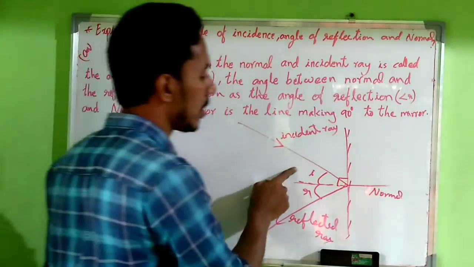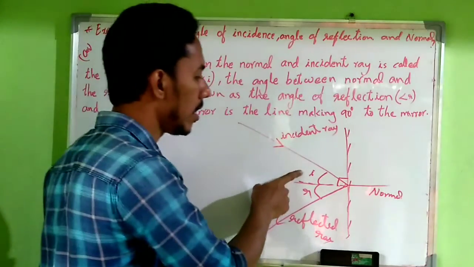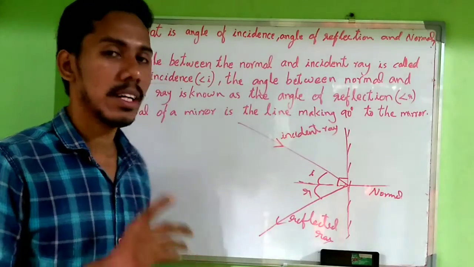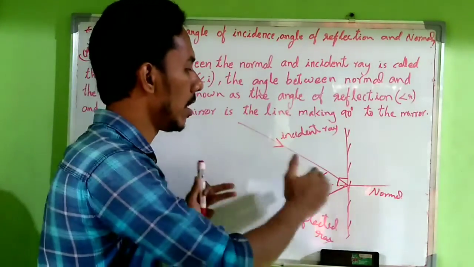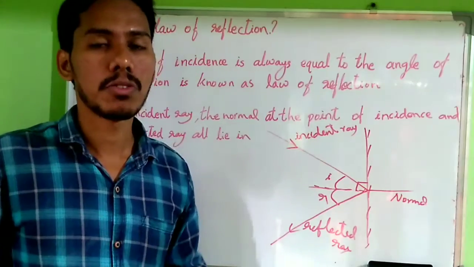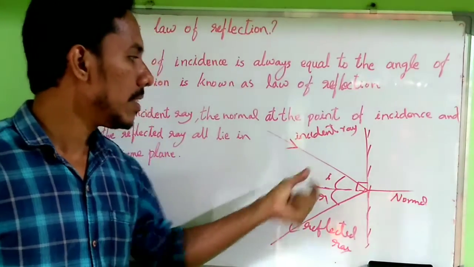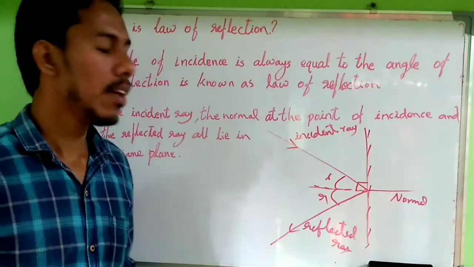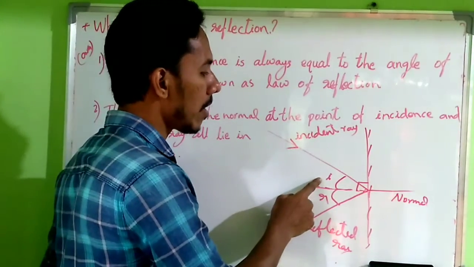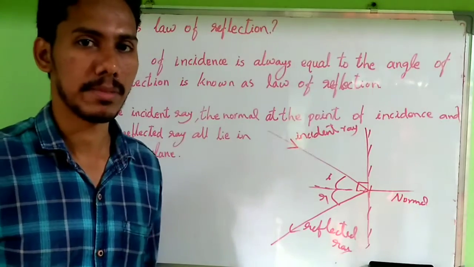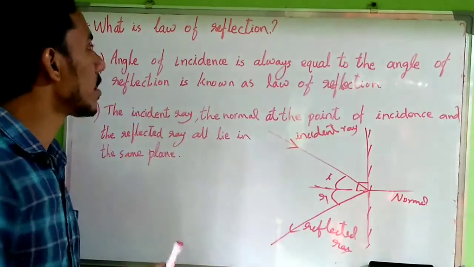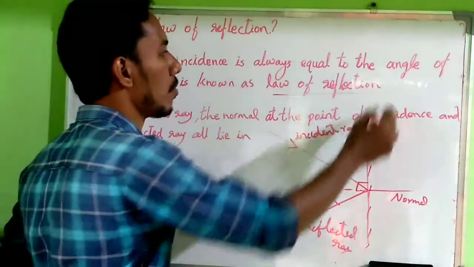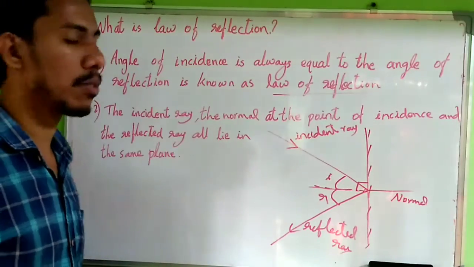So this is the incident ray and this is the incident angle. This is the reflected angle. We have to study the law of reflection. There is a law for the reflection process. We discussed the incident ray, incident angle, reflected ray, and reflected angle. The law of reflection says that the angle of incidence is always equal to the angle of reflection. We say that it is the first law of reflection.